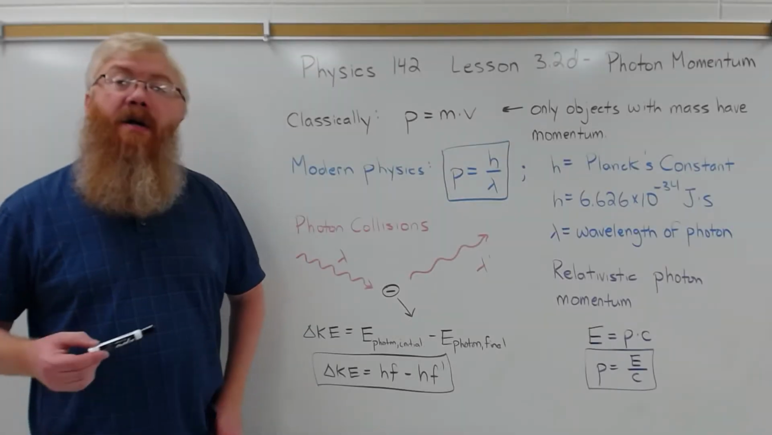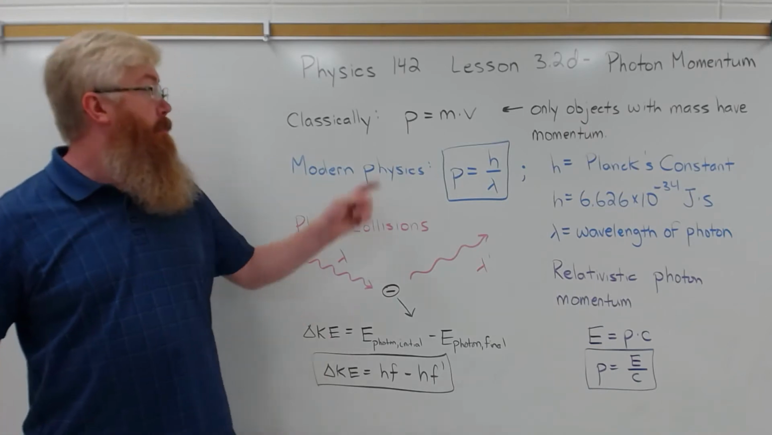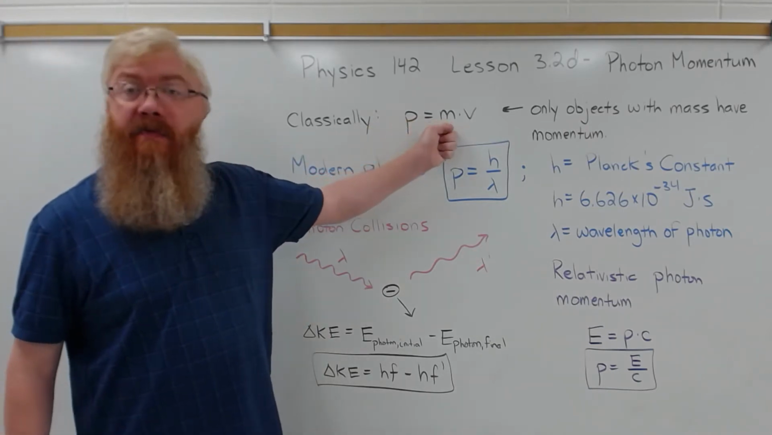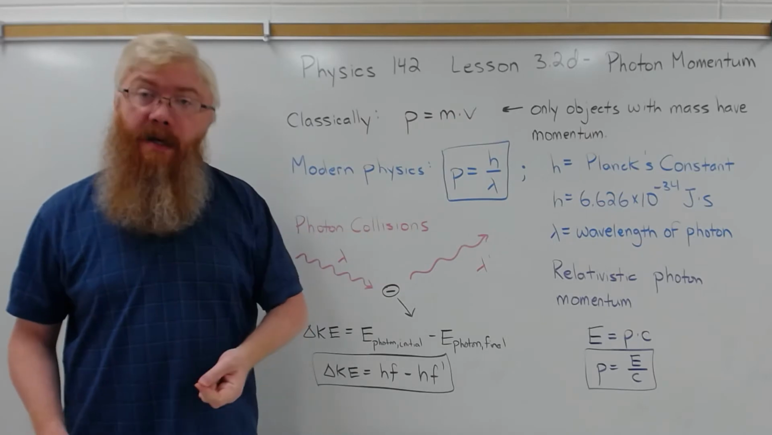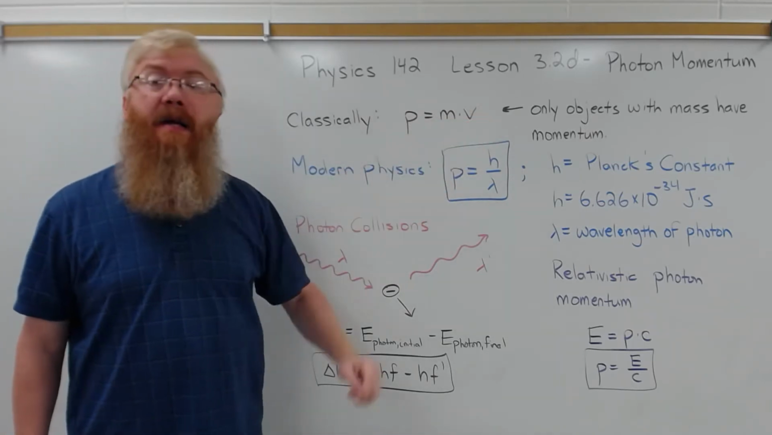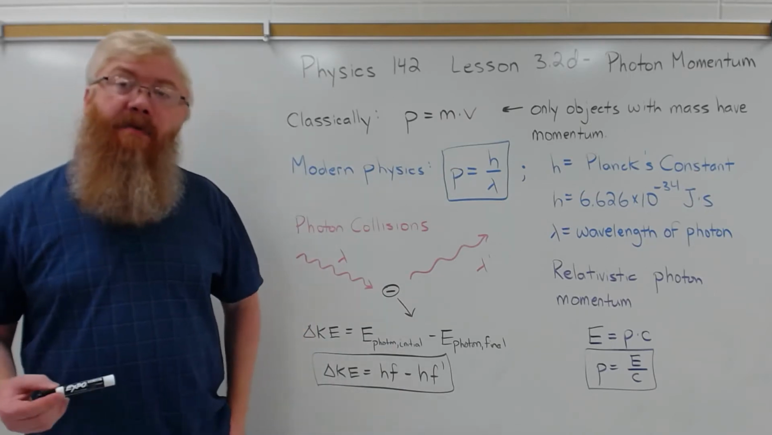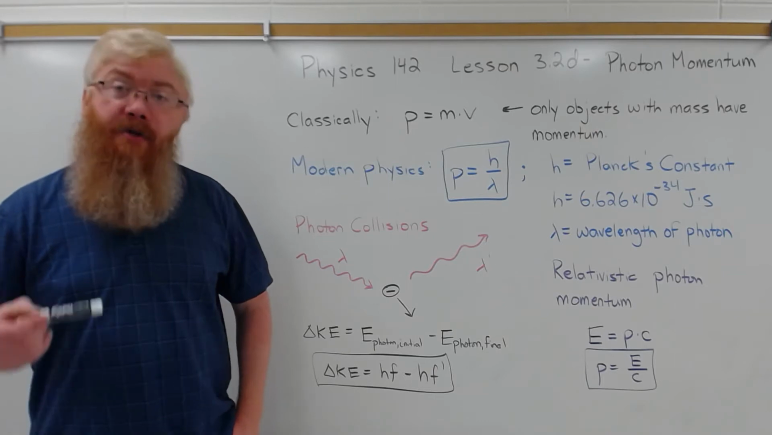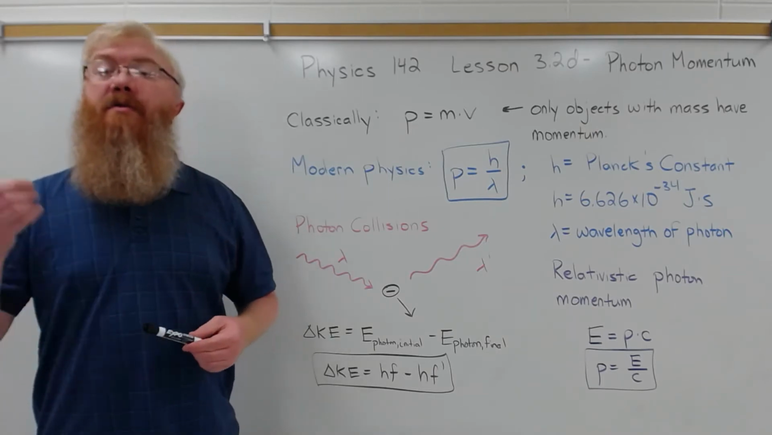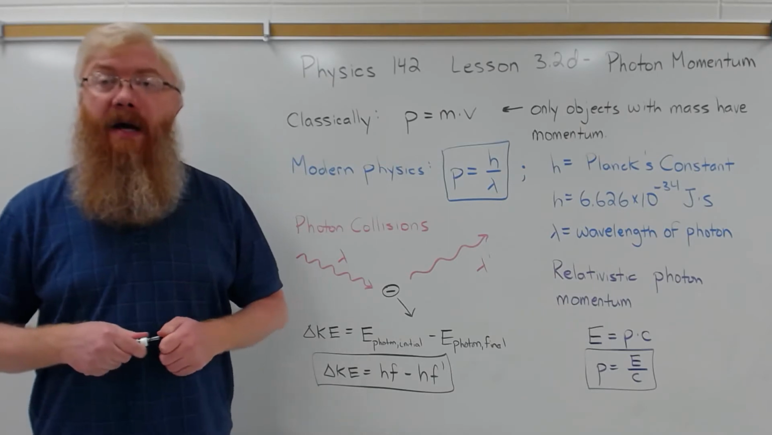We learned when we talked about momentum in Physics 141 that momentum, classically, is a product of the mass of an object times the object's velocity. So the larger the mass of the object, or the larger the velocity, the more momentum that object had. And then we use that concept of momentum to talk about collisions and how momentum is conserved in collisions where there are no external forces working on the object.